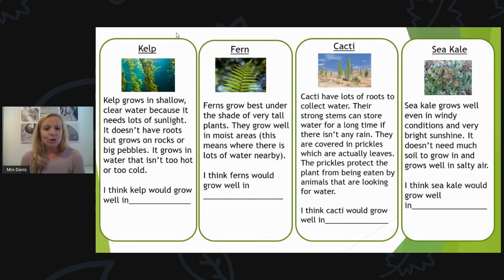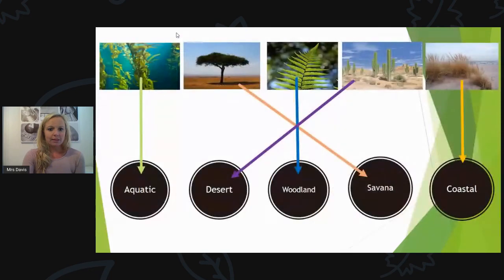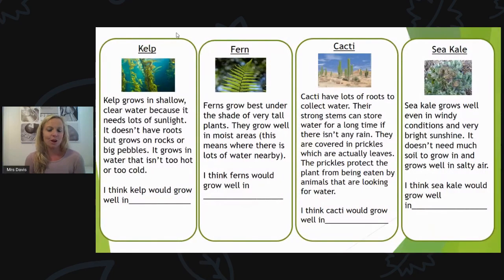So what you need to do for me now is have a go writing those out for me and saying where you think they would grow well in. What habitat? So remember, we can go back here. So we've got our aquatic, our desert, woodland, savanna, coastal. Okay, where do you think these would grow well in? I want you to have a good read of them again, pause the video and have a go at writing down your answers of where you think these plants would grow well in. Pause the video now.